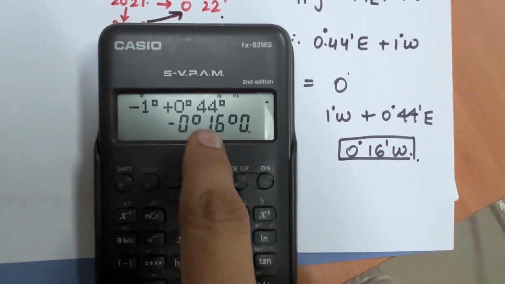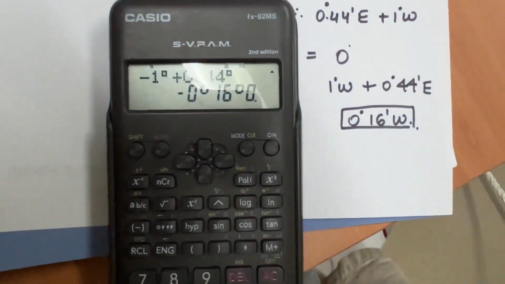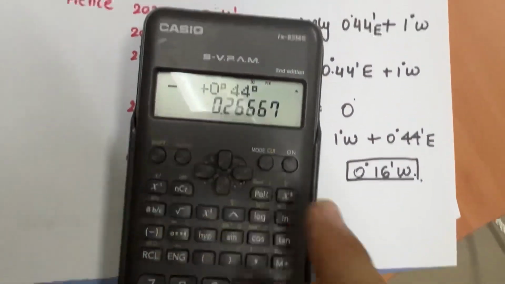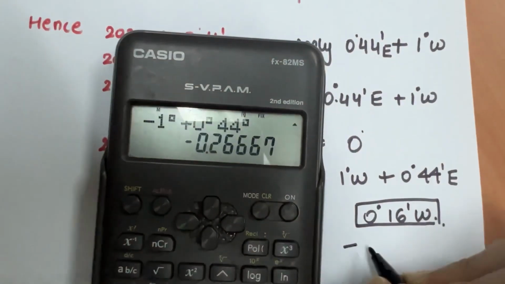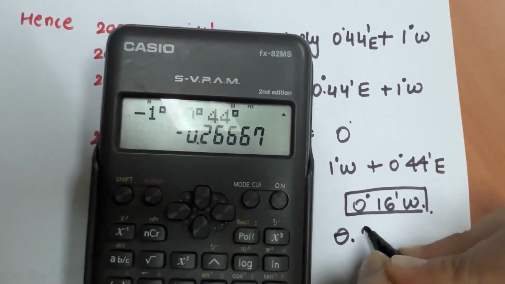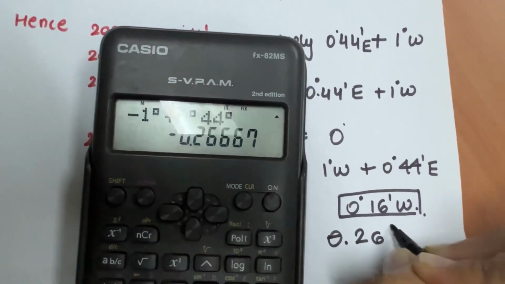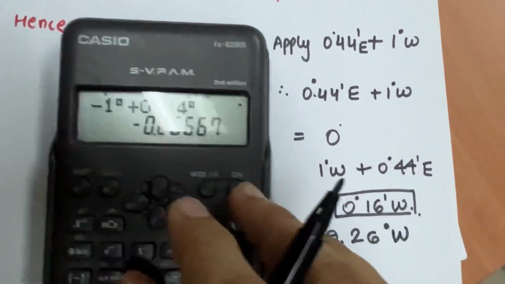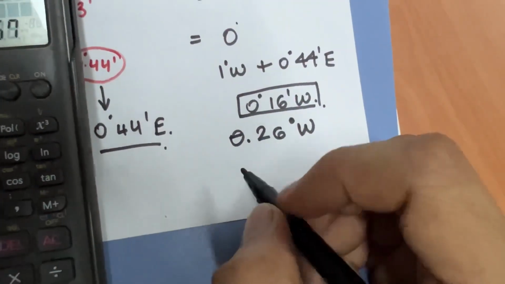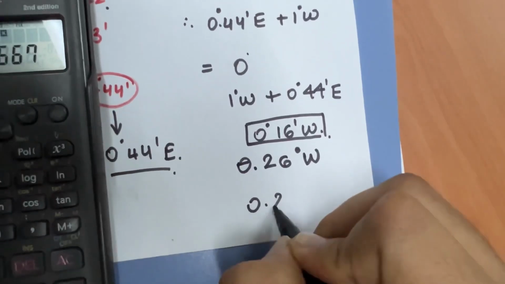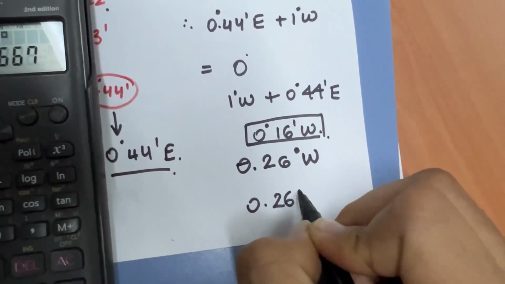0 degrees and 16 minutes west, you just click on this button to give you a whole round figure of 0.26 degrees west. Okay, so your final answer is 0.26 degrees west.